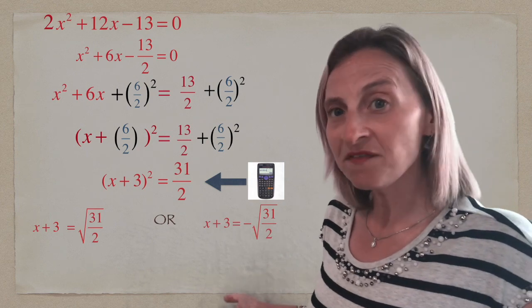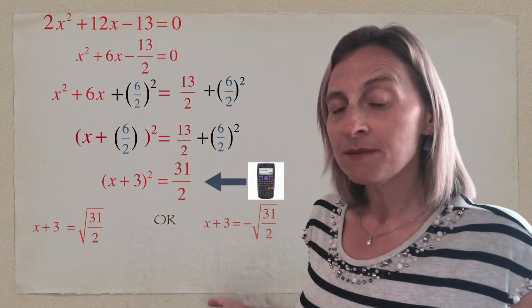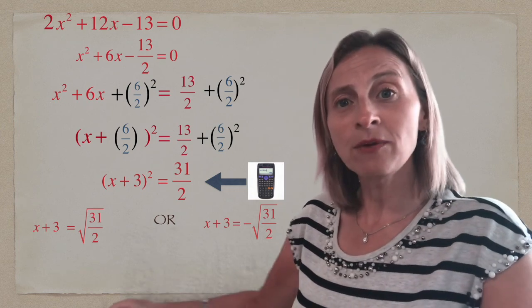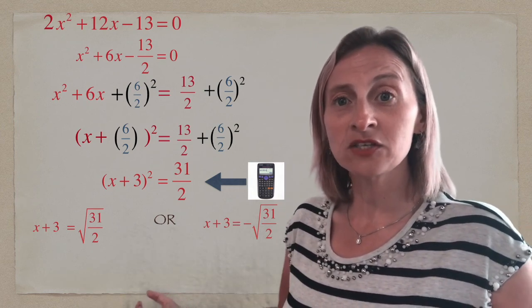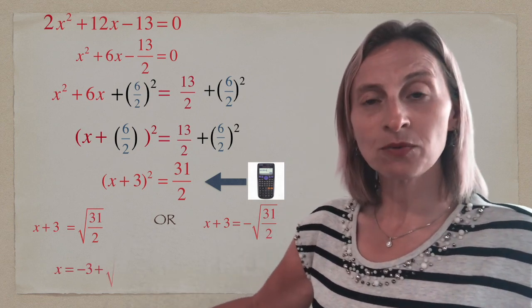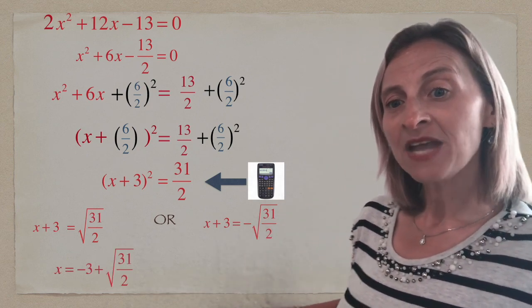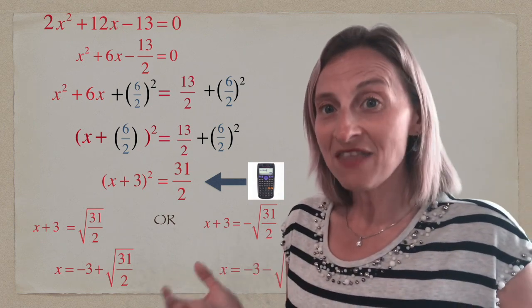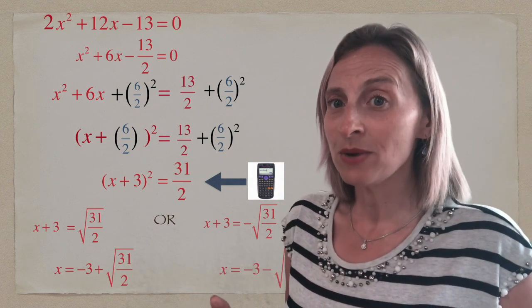Now, we can't simplify that because the square root of 31 can't simplify and the square root of 2 can't simplify. So now we just have to take the numbers to the other side and solve it. x equals minus 3 plus root 31 on 2 and x equals minus 3 minus root 31 on 2. And that's how you do it with a number in front of the x squared.